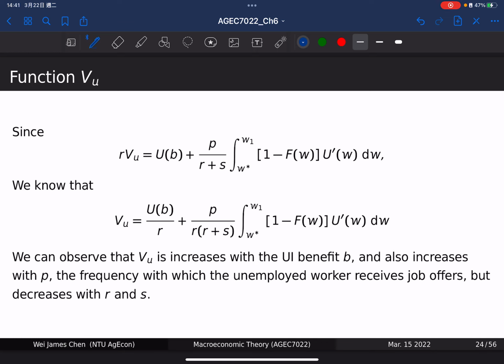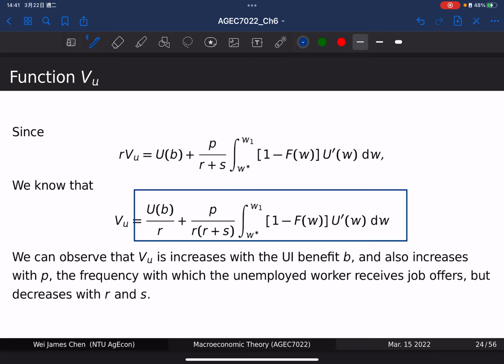these things, that VU can be written as this. Okay, and that gives you basically a function form of this VU. And you can see that VU is increased with B, also increased with P, but decreased with R and S.